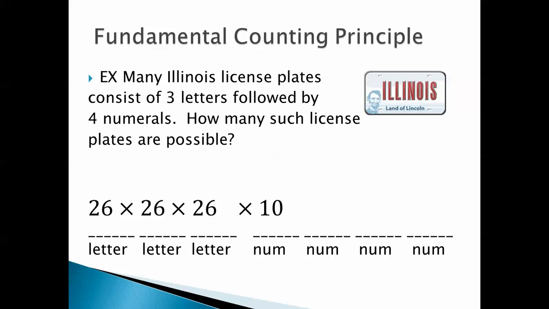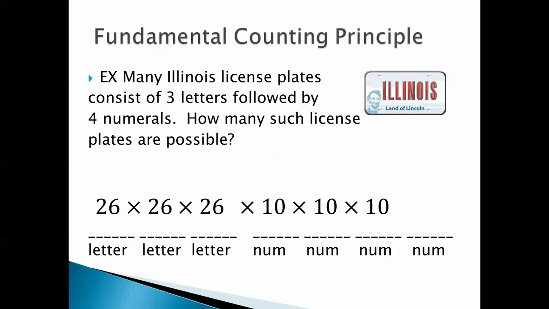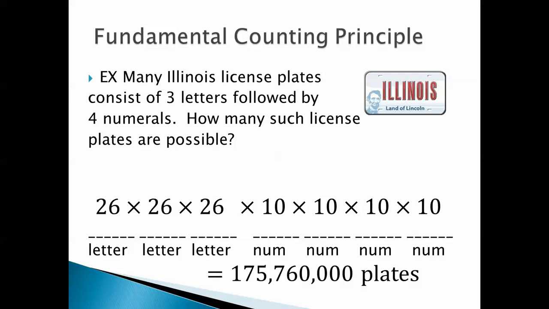Now, as for the numbers, there are 10 ways to choose that first number, 10 ways to choose the second number, 10 ways to choose the third number, 10 ways to choose the fourth number. So overall, there are 175,760,000 different license plates.